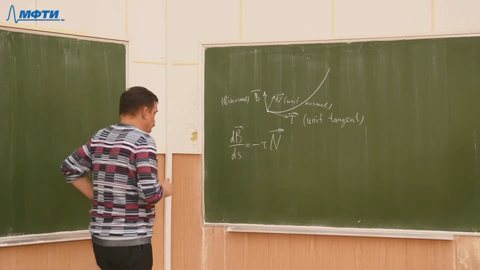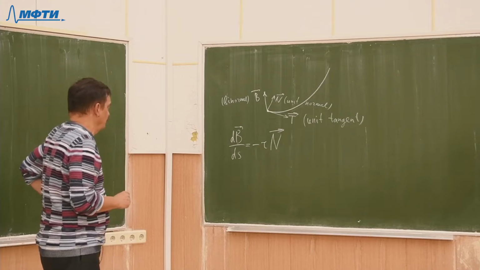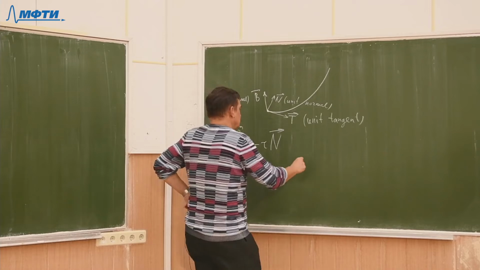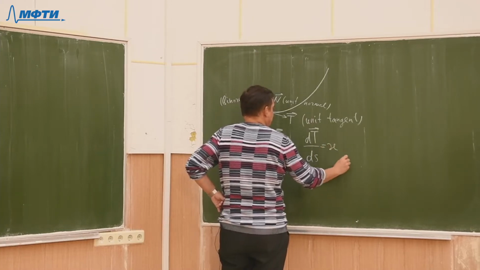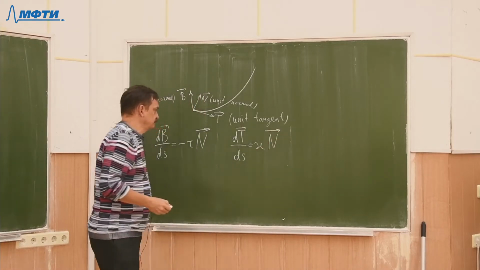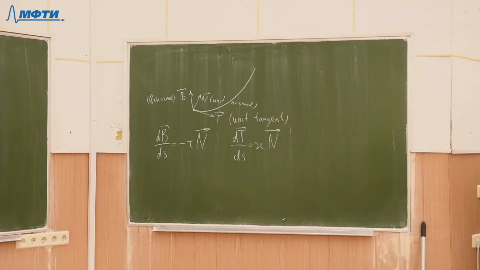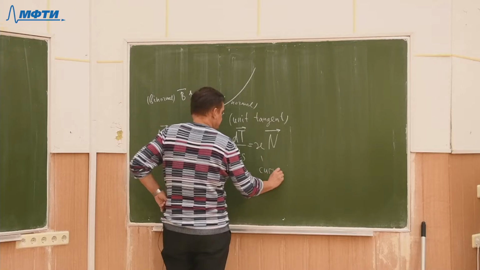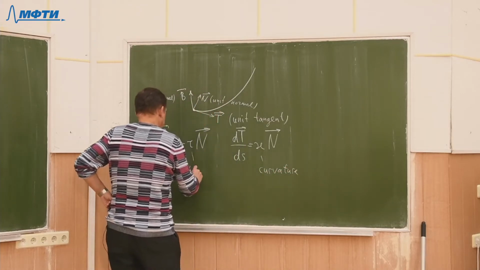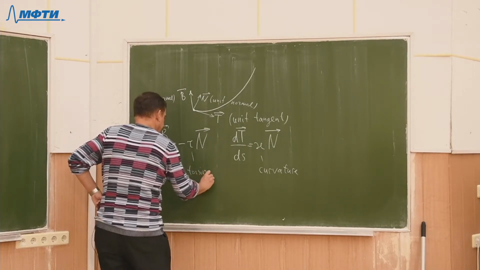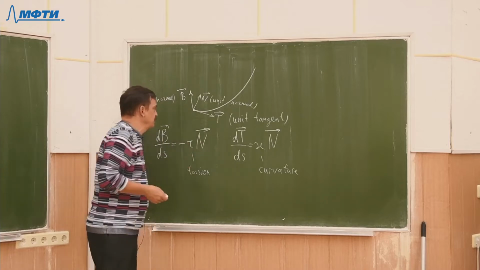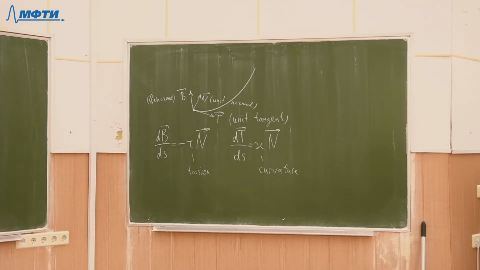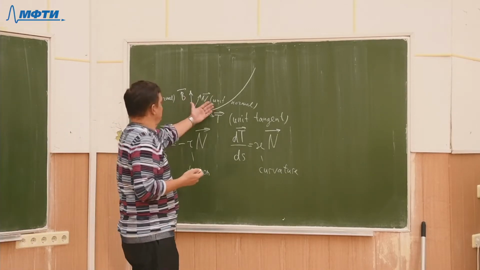Okay, so torsion was defined, and also let me recall that dT over ds is kappa times n. It was in the definition of the curvature. So curvature and torsion. Those quantities are very important, and I would like to spend some time to clarify their meaning, also to discuss in more detail planes which appear here.